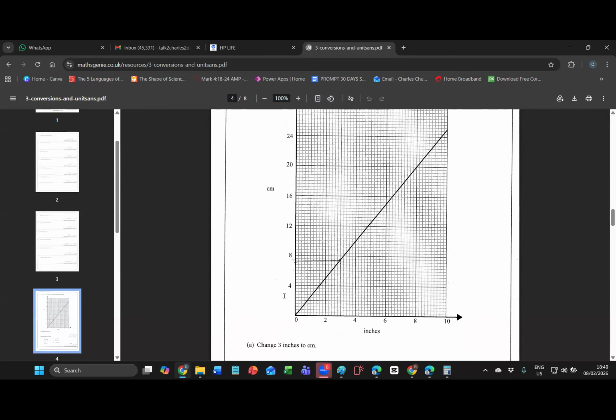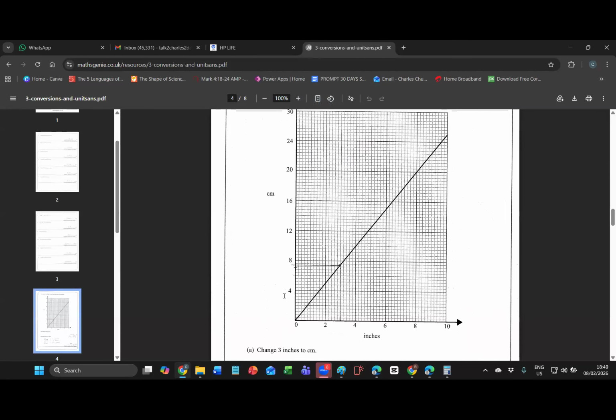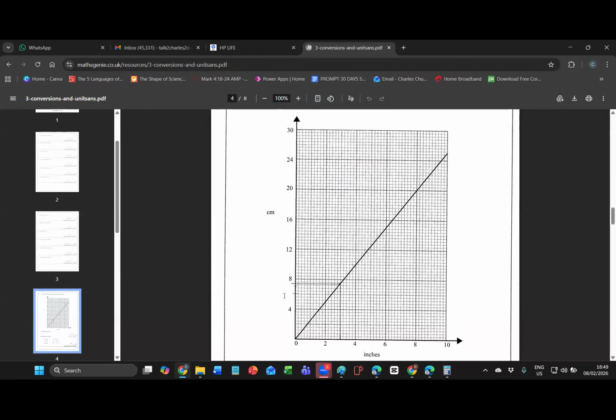So look at the question there. It says change 3 inches to centimeters. Can you trace it? 3 inches is what in centimeters? 3 inches. What do you mean?